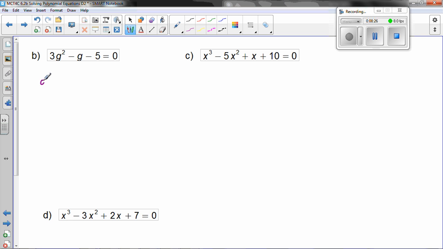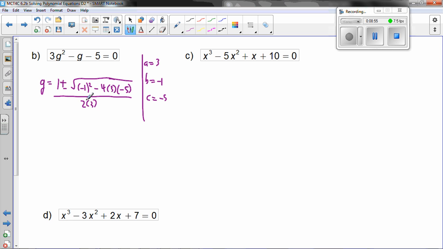So the quadratic formula is, and if you're good, you can probably substitute into this straight off without having to rewrite it again. So negative b, negative 1 plus or minus the square root of b squared minus 4ac all over 2a. And then there are my solutions. Well, I've got to do some work here. I've got g equals 1 plus or minus that, and that is going to be 61 over 6.